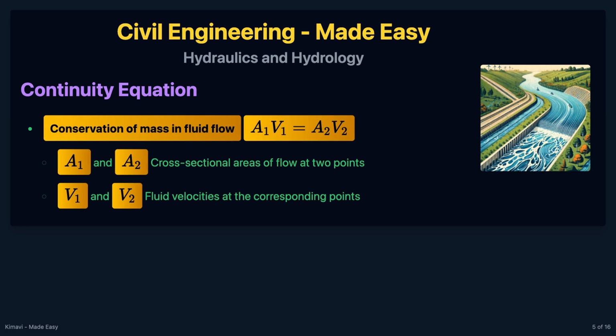The continuity equation is a statement of the conservation of mass in fluid flow. For an incompressible fluid, it is given by A1V1 equals A2V2, where A1 and A2 are the cross-sectional areas at 2 points in the flow, and V1 and V2 are the flow velocities at these points.